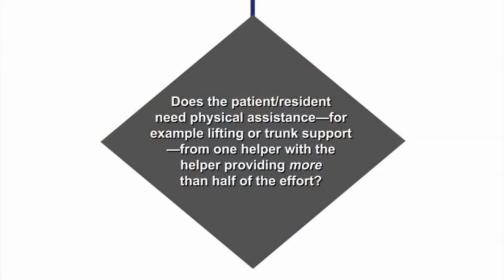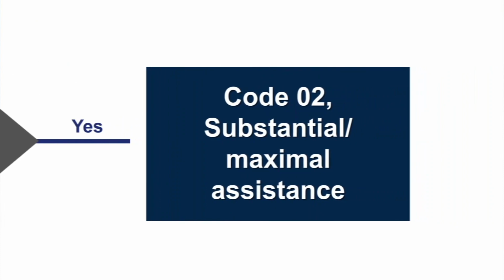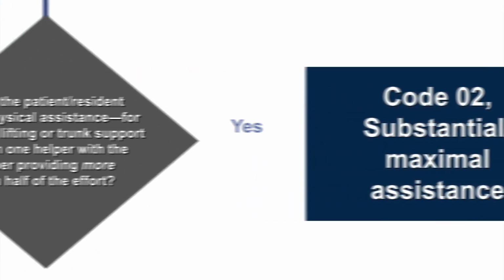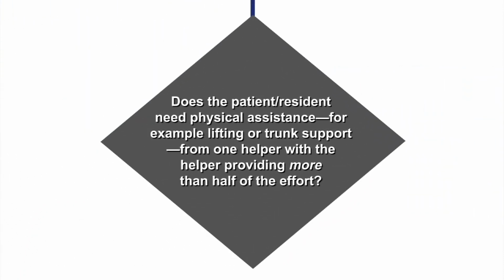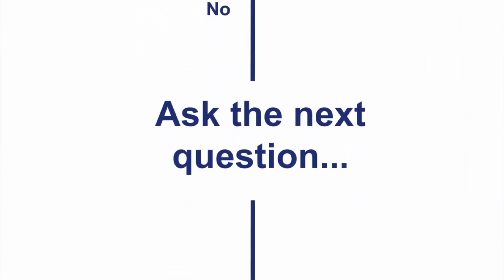In this scenario, Mrs. Jones needs physical assistance with the helper providing more than half of the effort, so you would code this 02, substantial maximal assistance. If, however, the answer to this question is no, the patient or resident requires more than substantial maximal assistance from one helper to complete the activity, proceed to the next question.